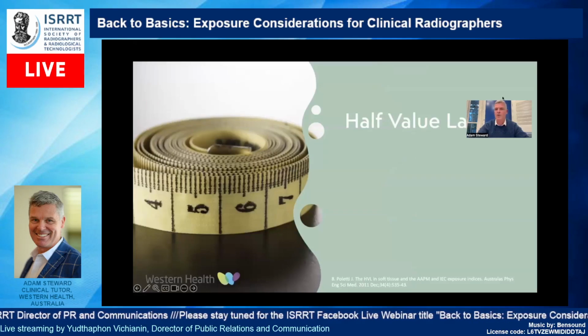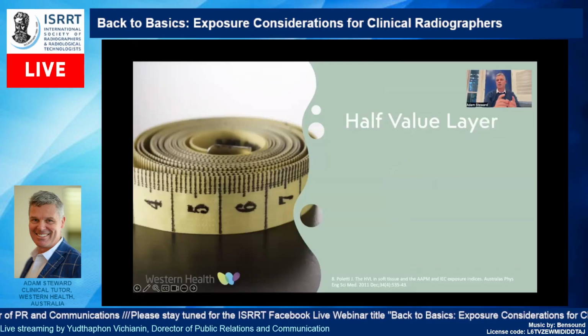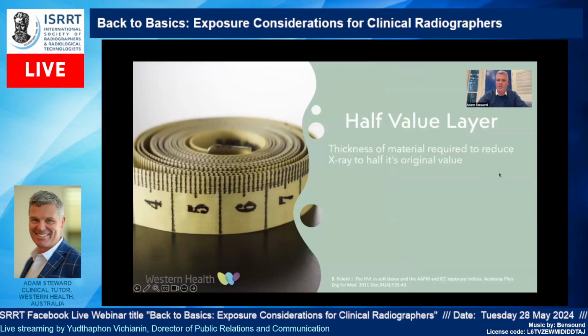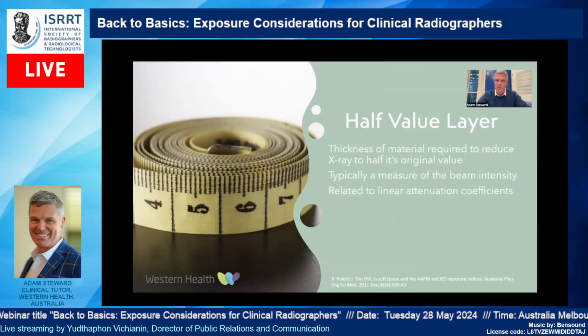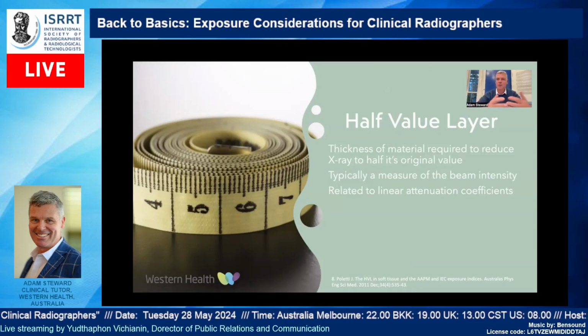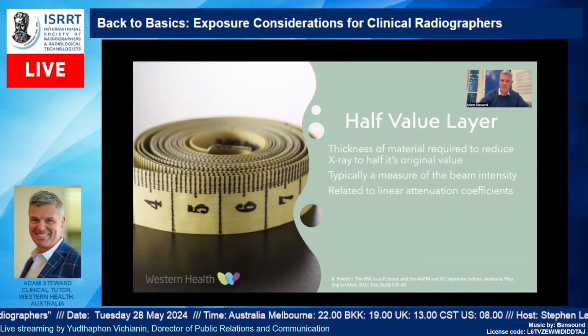and it's usually largely used with materials that have a uniform linear attenuation coefficient. Basically, it's the thickness of material that's required to reduce the X-ray beam to half of its value. It's typically a measure of the beam's intensity, and it's related to linear attenuation coefficients. It's difficult in human tissue because it's not all the same. We've got bone, soft tissue, fat, muscle, and air, so it's going to be very different.